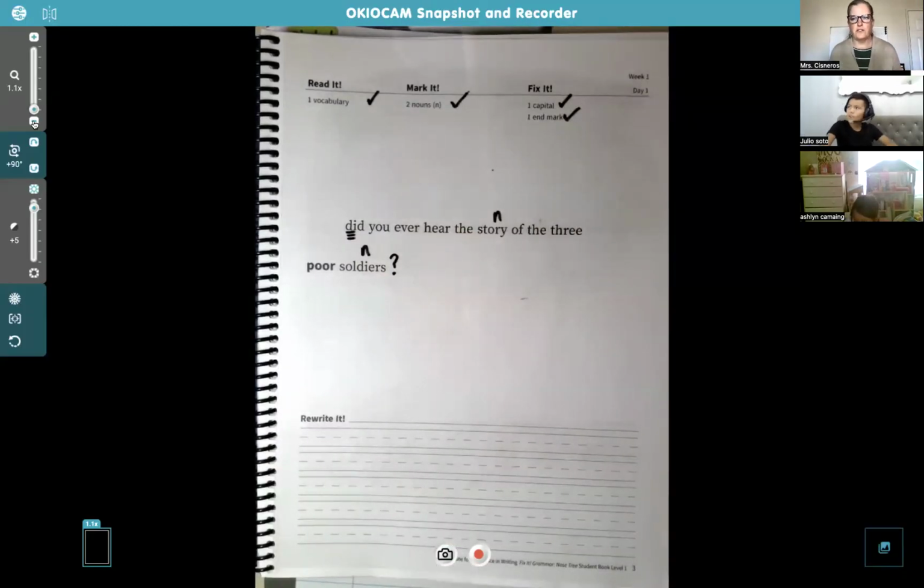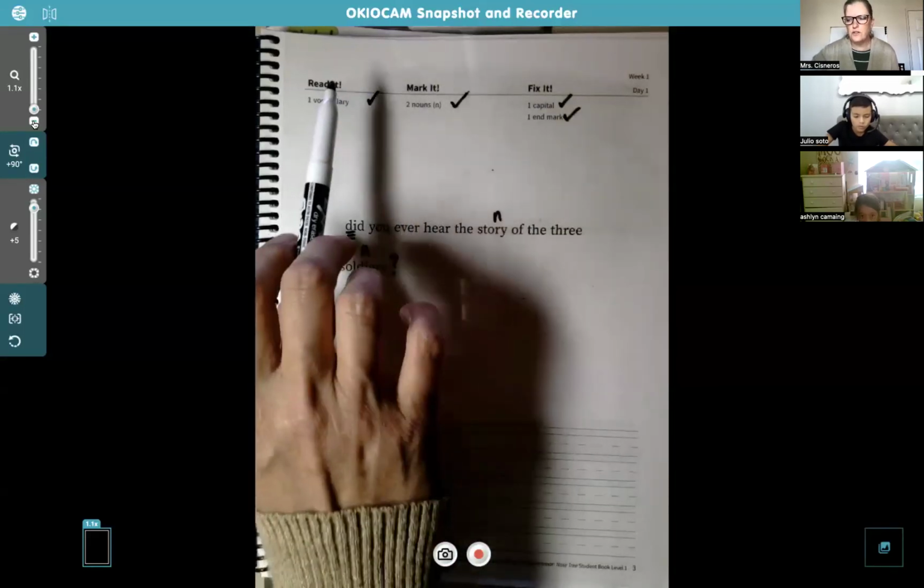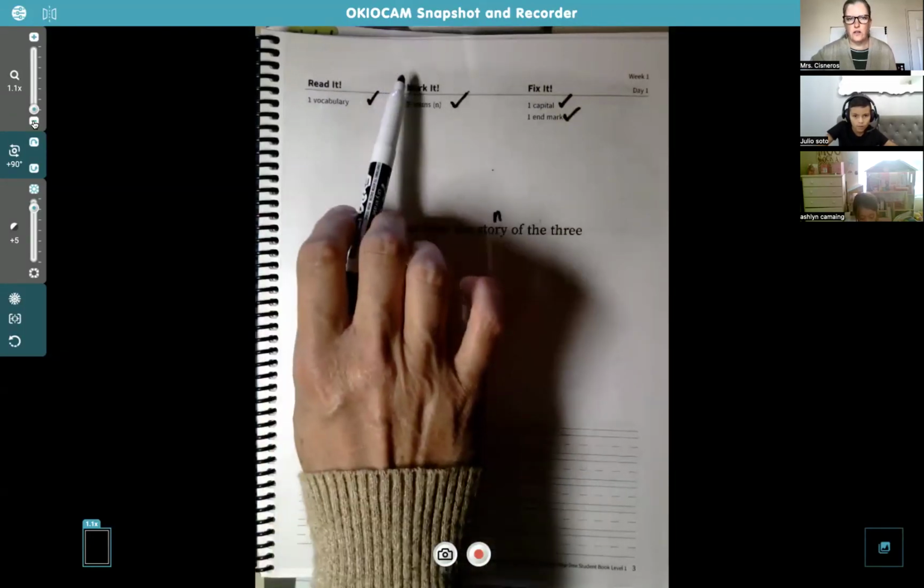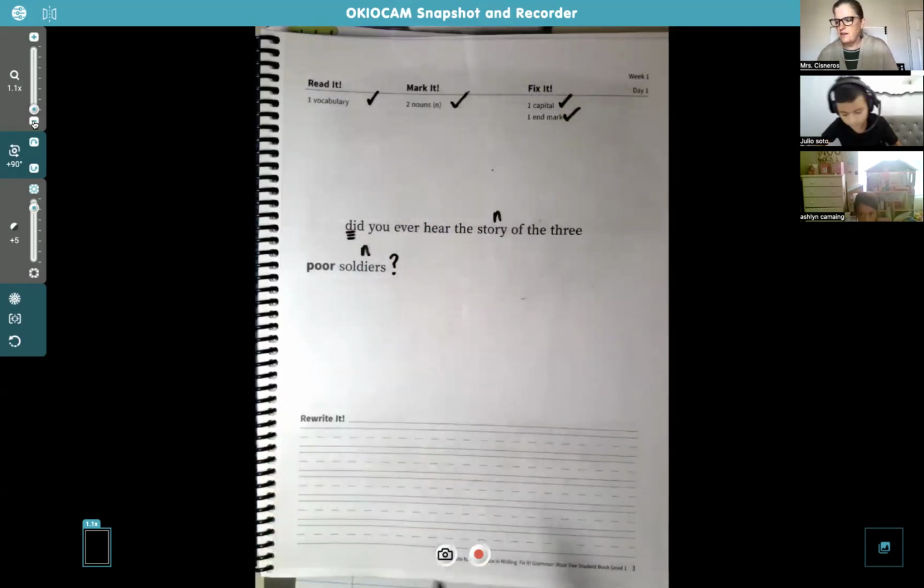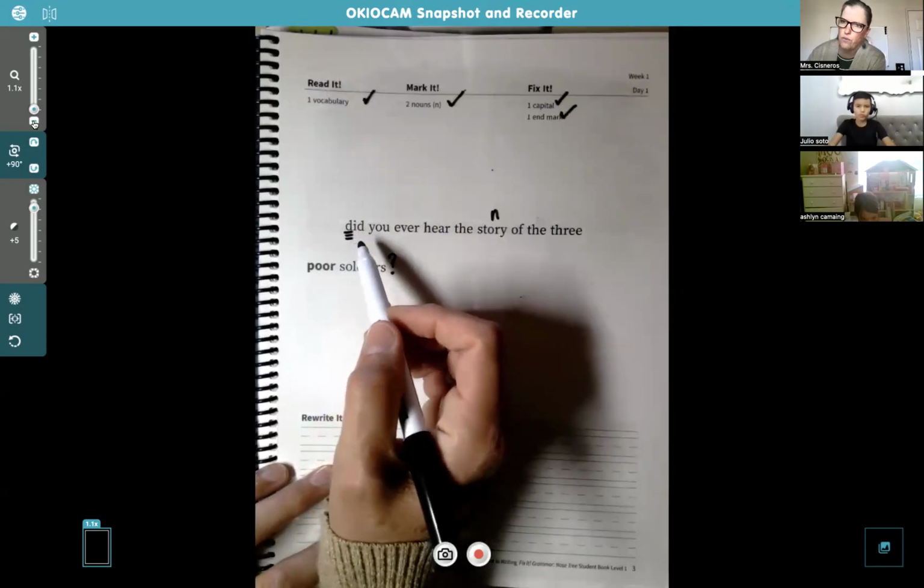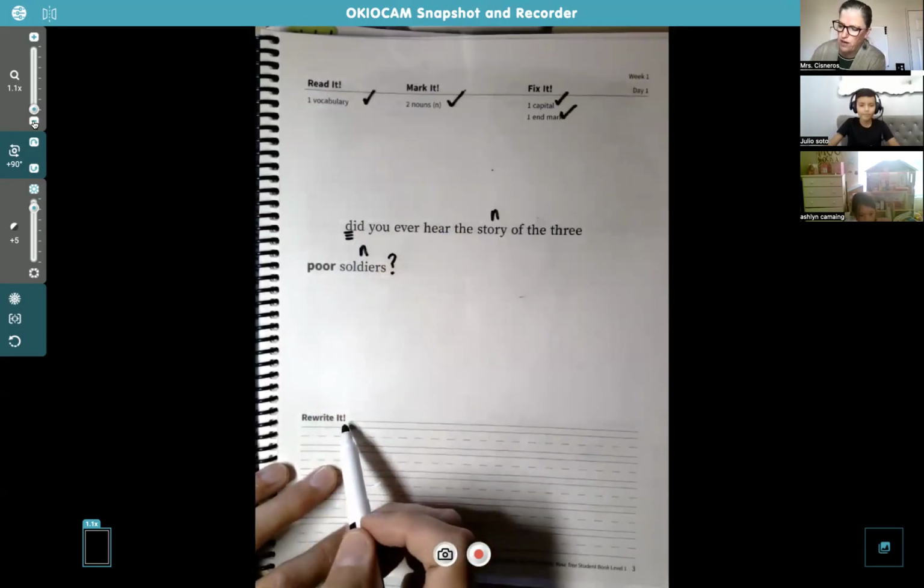That's how you do your pages, because you're going to have homework in this book this week. And that's how you do it. You start here and you go down each column, each list until you got it all done. And then we're going to rewrite it down here. See how it says rewrite it?